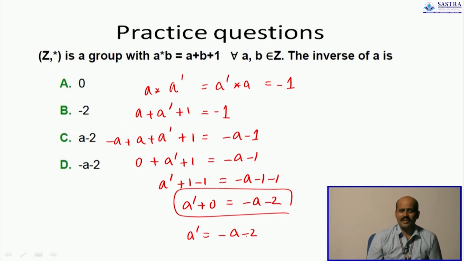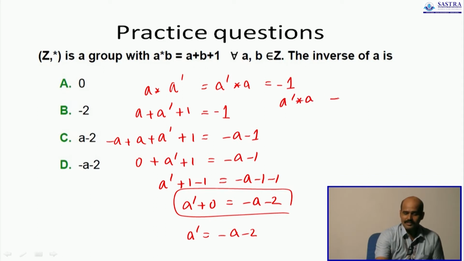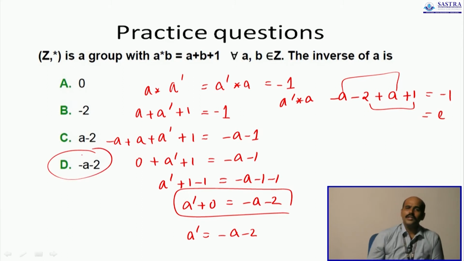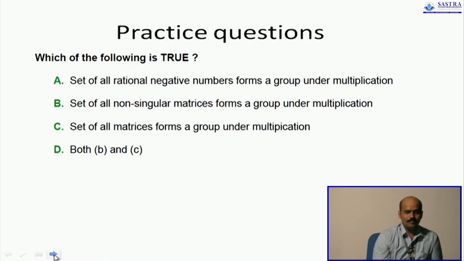We can also verify if this is right. Let us try A dash star A. A dash is minus A minus 2, and with that I am adding A and a 1, which means these two will give me 0 and these two will give me minus 1, which is the identity element. So option D is the best option which defines the inverse element of A in the given group.